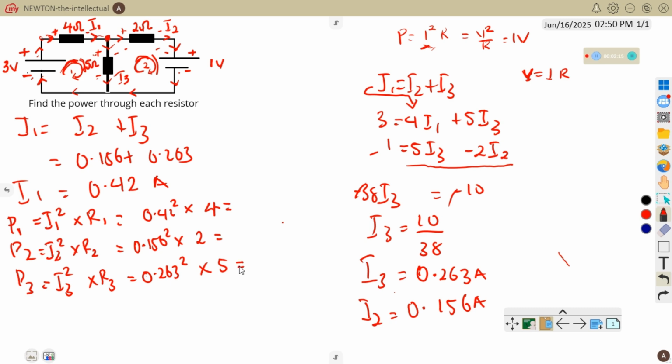So you can go ahead and use your calculator. We have 0.42 squared multiplied by 4, and this gives us 0.71 watts, because we're dealing with power now. So we have 0.156 squared multiplied by 2, and we have 0.05 watts, and then the last one, 0.263 squared multiplied by 5, and we have 0.34, let's say 0.35 watts. So this is the power dissipated in each resistor, the 4 ohm resistor, the 2 ohm resistor, and the 5 ohm resistor respectively.